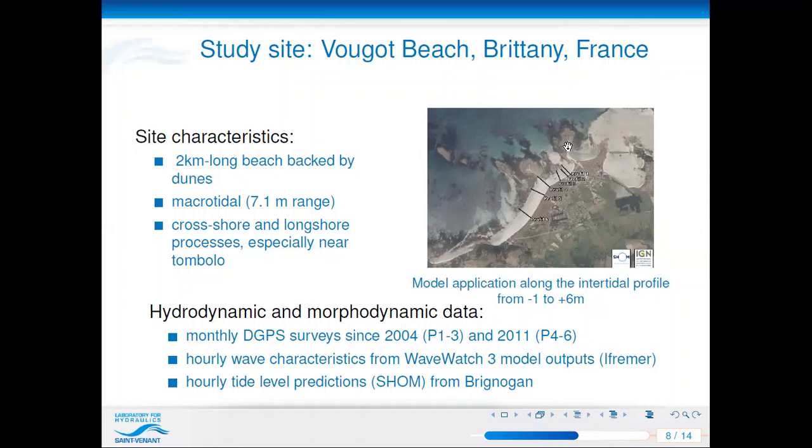So we have monthly DGPS surveys since 2004 in the first 3 profiles, and since 2011 in the second set of profiles, and hourly wave characteristics from the WaveWatch 3 model outputs, and hourly tide level predictions from the SHOM at a nearby site. So now we're using an equilibrium modeling approach, and we apply this equilibrium model at elevation contours from -1 to +6 meters along the intertidal profile.